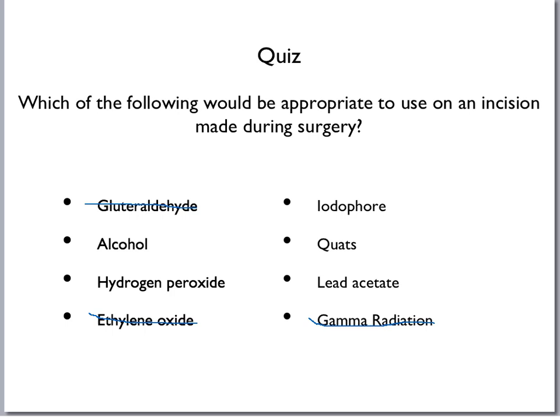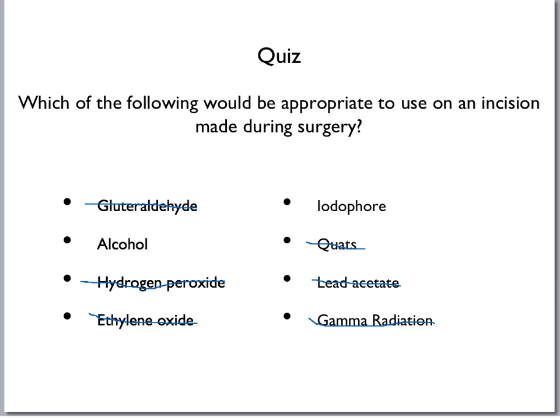Okay? Quats. Quats are not antiseptics. They're de-germing agents. So they're not going to be an appropriate level of control for this circumstance. Hydrogen peroxide. We talked about why hydrogen peroxide is not useful on wounds, because of the catalase present in the skin, which makes it less efficient. And similarly, lead acetate. Lead's a heavy metal, and while heavy metals are okay disinfectants and sometimes antiseptics, lead specifically is not something that you're going to want to use on people. We've all heard about lead poisoning. And so heavy metals are going to be contraindicated in this case.